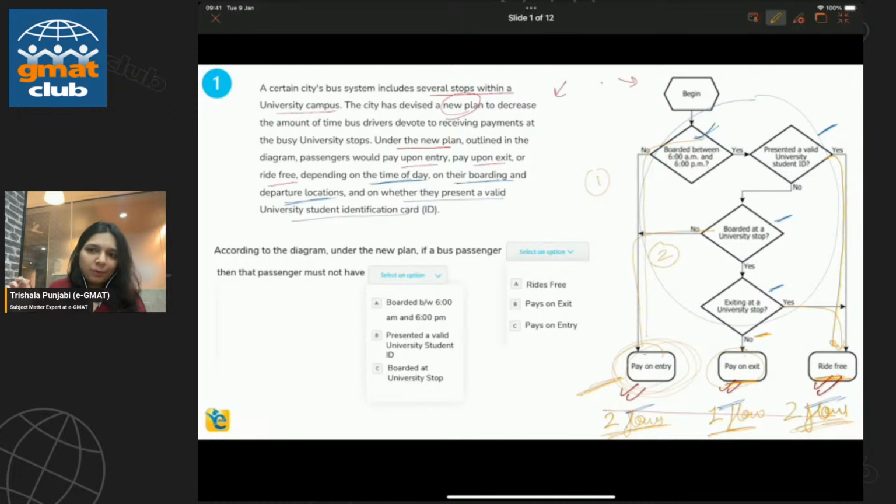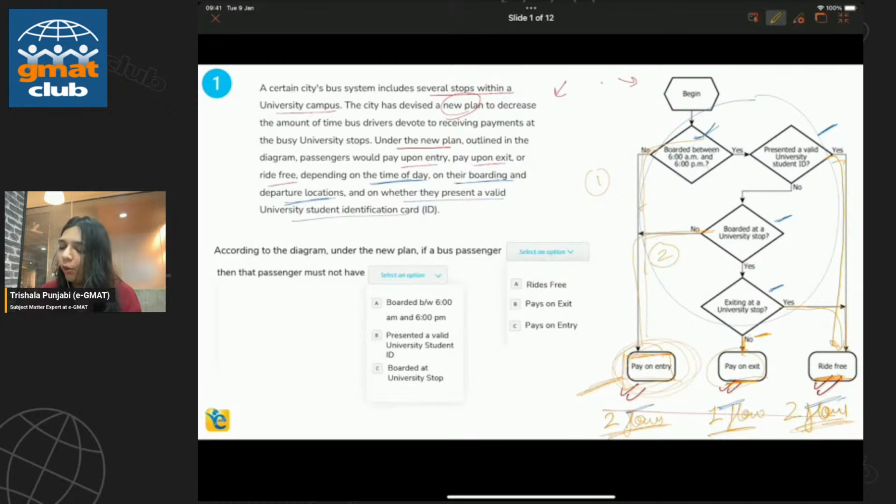Is it clear? We haven't even looked at the question yet, and don't worry about time right now. Just based on the data set, we have inferred that to get the first outcome of pay on entry, there are two ways: we can either not board between 6 a.m. and 6 p.m., or we can not board at a university stop. For the second one, there's only one flow, that you did not exit at a university stop. And for the third one, there are two flows: you can either exit at a university stop or present a valid ID.